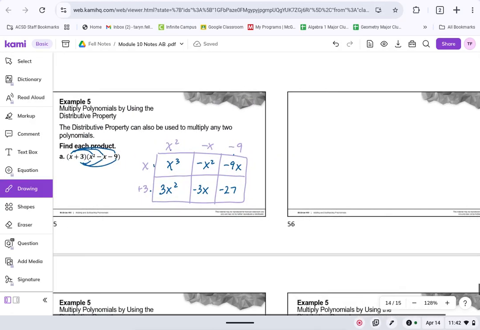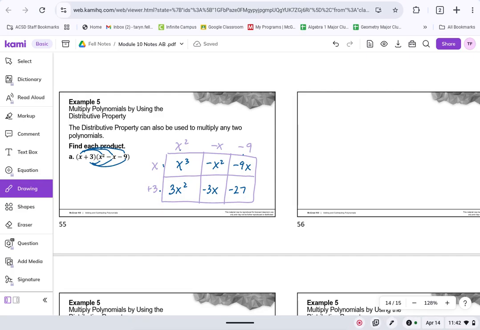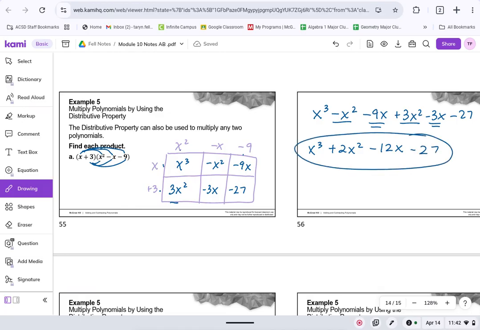Now when I look at these terms, I'm just going to write them out, going across. x cubed minus x squared minus 9x. Then I go to the bottom row, plus 3x squared minus 3x minus 27. And I just combine like terms. So nothing goes with the x cubed, so that stays alone. But I have an x squared and a 3x squared, so that becomes 2x squared. Then I have a negative 9x and a negative 3x, which becomes negative 12x. And then negative 27 is by itself.